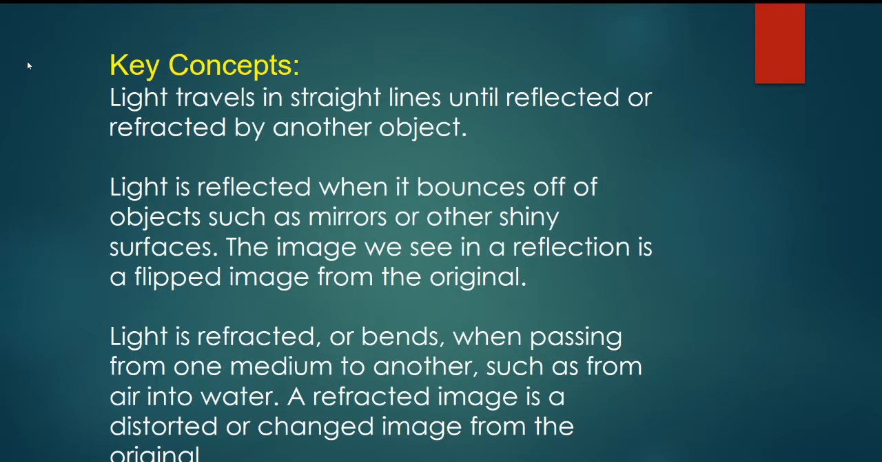The image we see in a reflection is a flipped image from the original. And light is refracted, or bends, when passing from one medium to another, like if it's going from air to water. A refracted image is a distorted or changed image from the original. So distorted means how the pencil looks after it's in water.